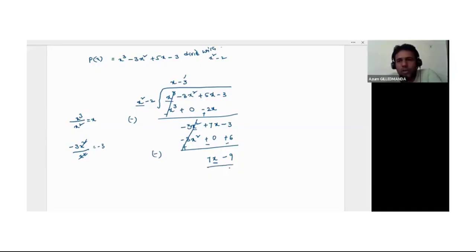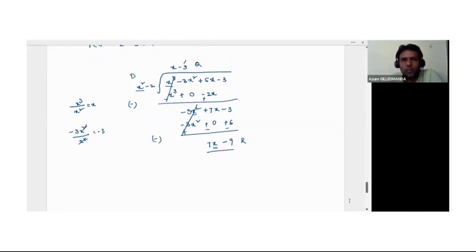So this is your remainder. This is our quotient and this is our divisor. So now let's follow our principle of divisibility, right? Dividend is p of x, that is equal to our divisor into quotient plus remainder.